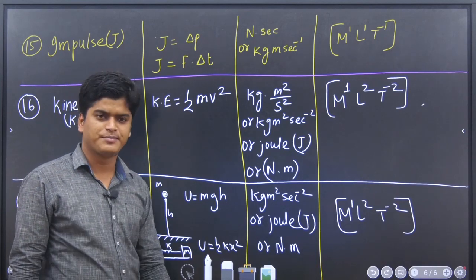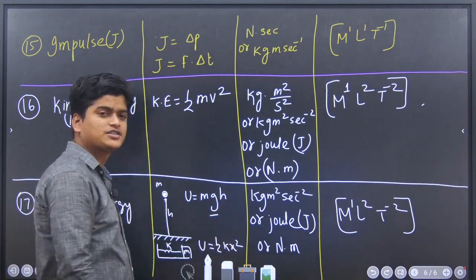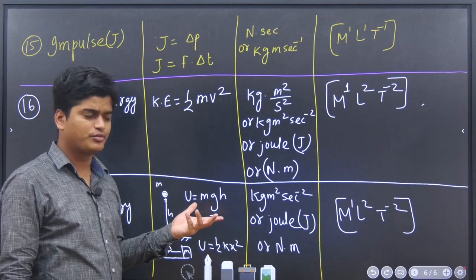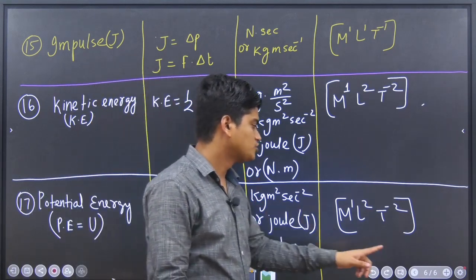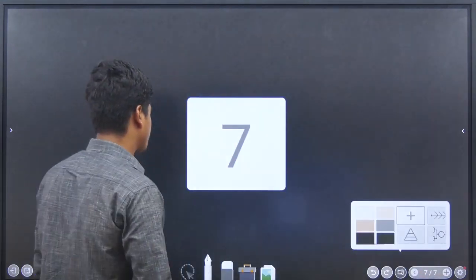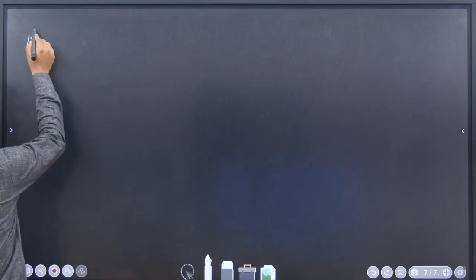That is basically mgh. And this g is nothing but acceleration due to gravity, and its unit will be meter per second square also. So what is the acceleration unit? The same unit will be here. So here we will understand work done.